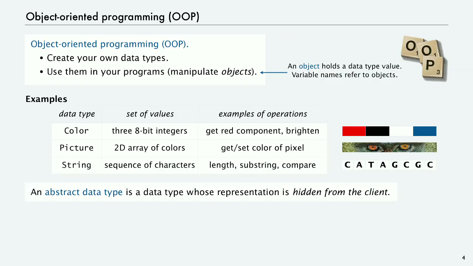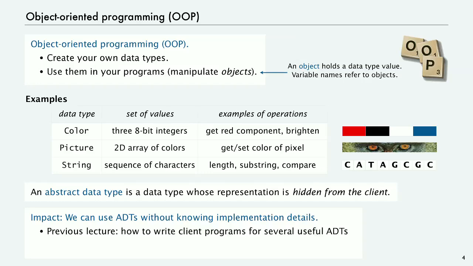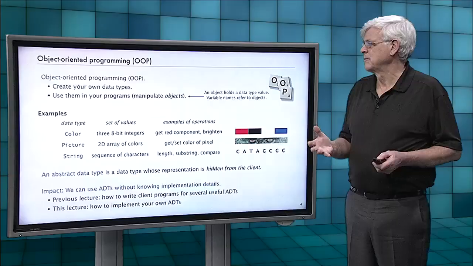And really what we usually want to do is create what's called an abstract data type, where it's the data type whose representation is hidden from the client. The impact of that is that we can use abstract data types without knowing much about the implementation details. And these are examples of abstract data types. Last time we used those, we wrote programs that made use of them without knowing anything about the implementation details. So we talked about client programs for several abstract data types in the previous lecture. Now we're going to talk about how to create them, how to implement your own abstract data types.